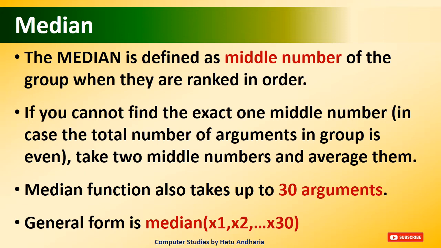So I am reading it fast. The median is defined as the middle number of a group when they are ranked in order. If you cannot find one exact middle number, in case the total number of arguments in the group is even, then take the 2 middle numbers and average them. The median function takes up to 30 arguments. The general syntax of median is as usual.